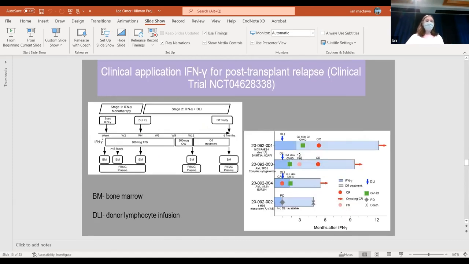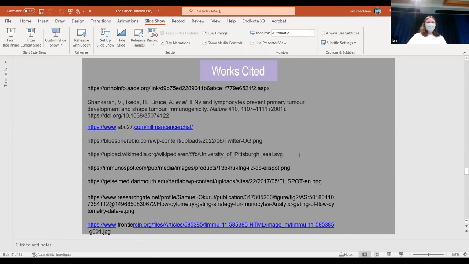And then there's a clinical application going on for this for post-transplant relapse. And that's the clinical trial there if you want to search that to learn more about it. But basically at week zero, patients are injected with interferon gamma. They prime after 48 hours, and then the donor lymphocyte infusion is given at week four. Three out of the four patients are in ongoing complete remission. It successfully worked. However, sadly, one of the patients passed away as he was not able to get the donor lymphocyte infusion in time. That brings me to my works cited and then also acknowledgements.